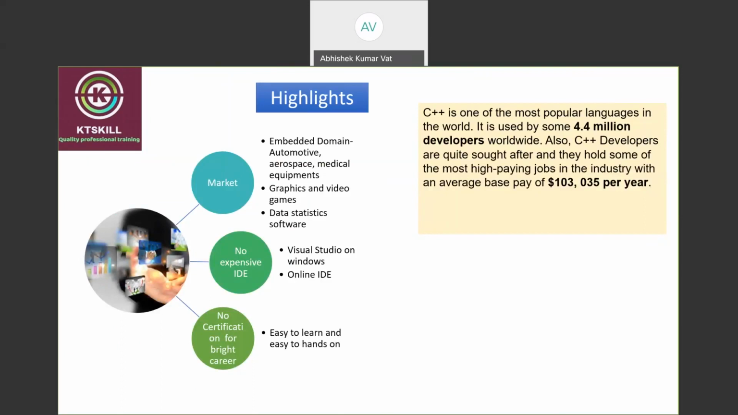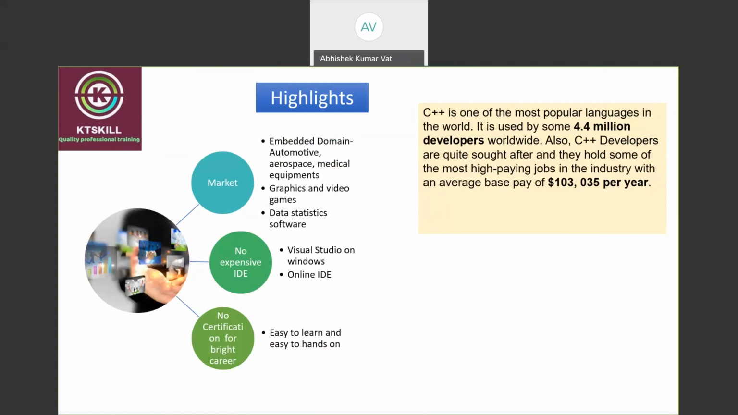Highlights for C++. C++ is a very old language. It has been picking up since 1979, and to date it is very popular. Throughout the world, almost 4.4 million developers are there. In India, if somebody is starting a job in the C++ domain, you will get offers of around 7 to 8 lakhs per annum, and if you're starting in the US or Europe, it will be around 70 to 80 thousand dollars per annum minimum. So that is the highlight of C++.